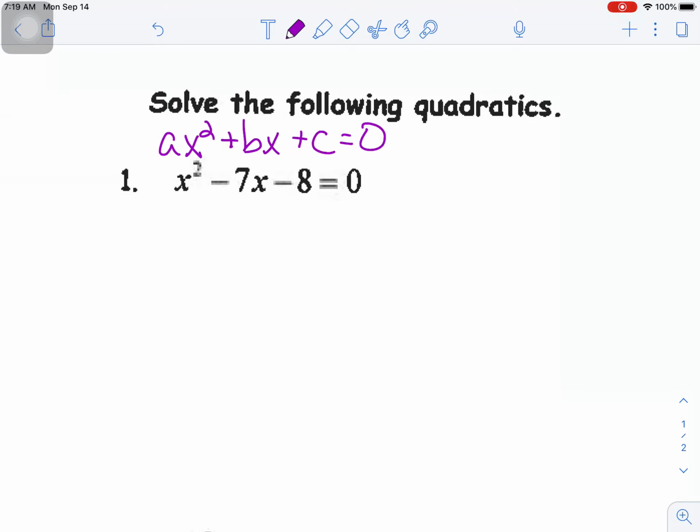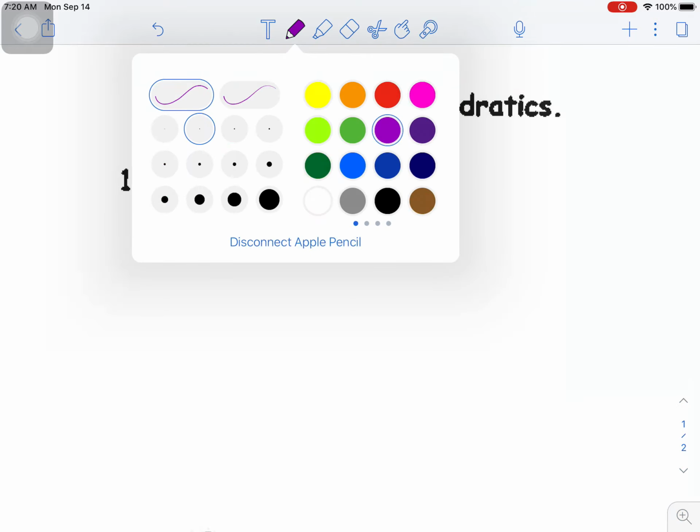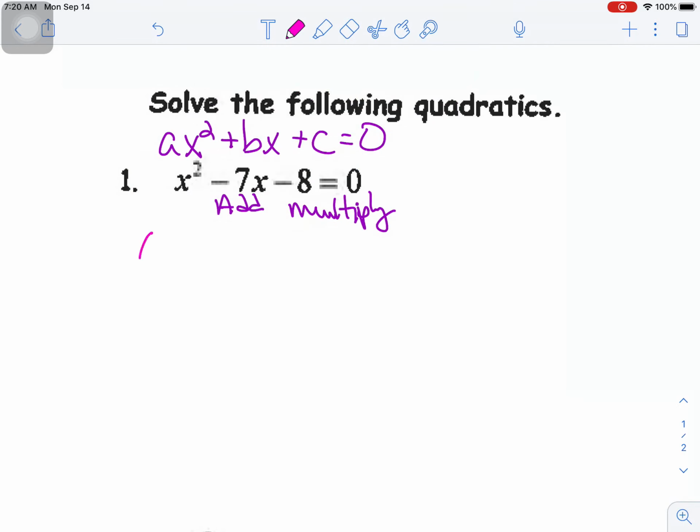So let's check. To factor this, I would look to multiply to -8, and then I want to add to -7. So let's see if I can make that happen. What multiplies to -8? How about -8 and +7? Yep, that'll work. So that multiplies correctly and that adds correctly.